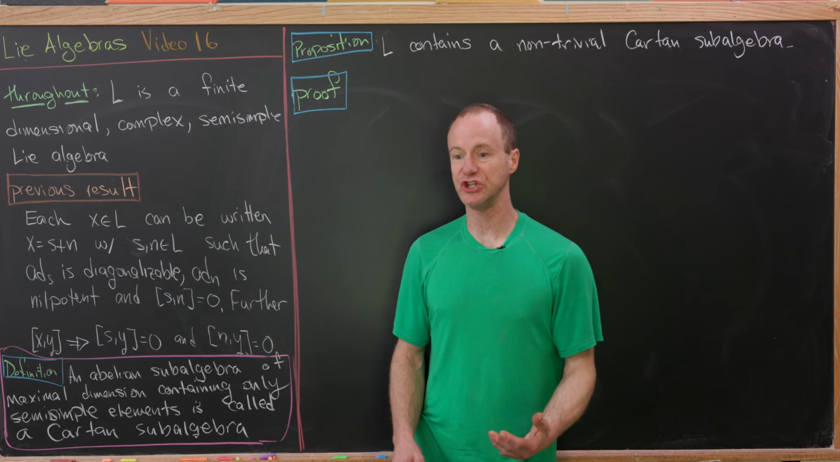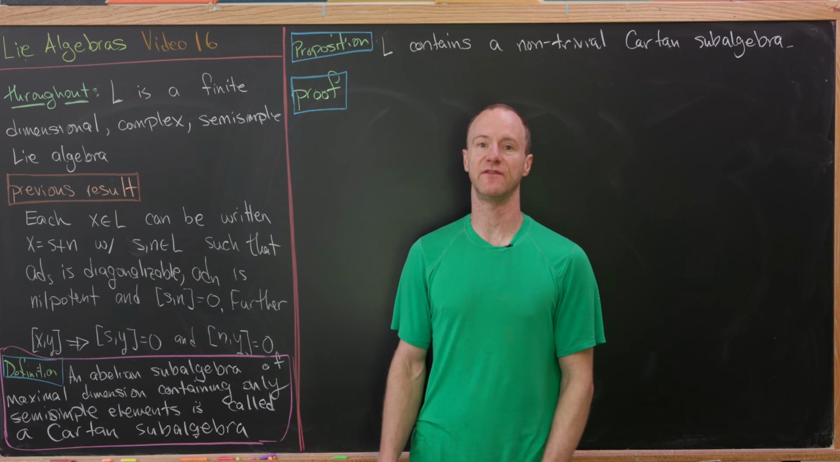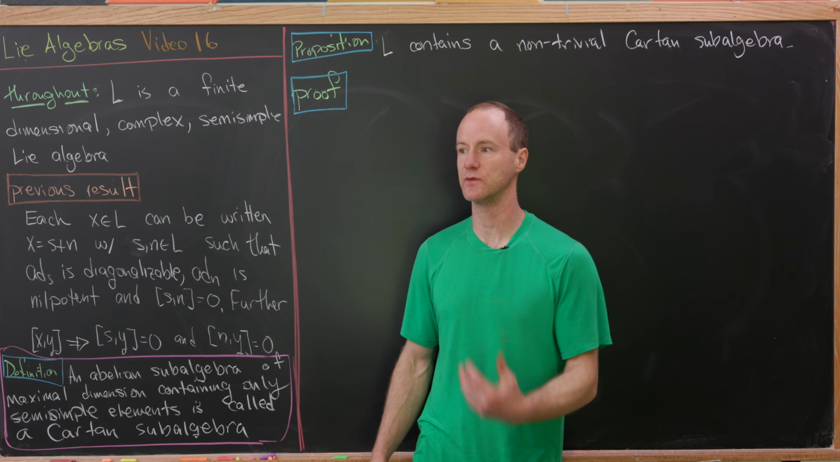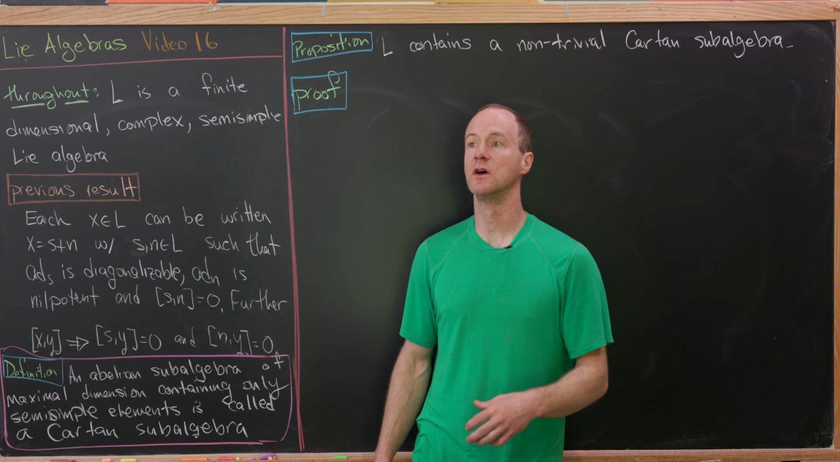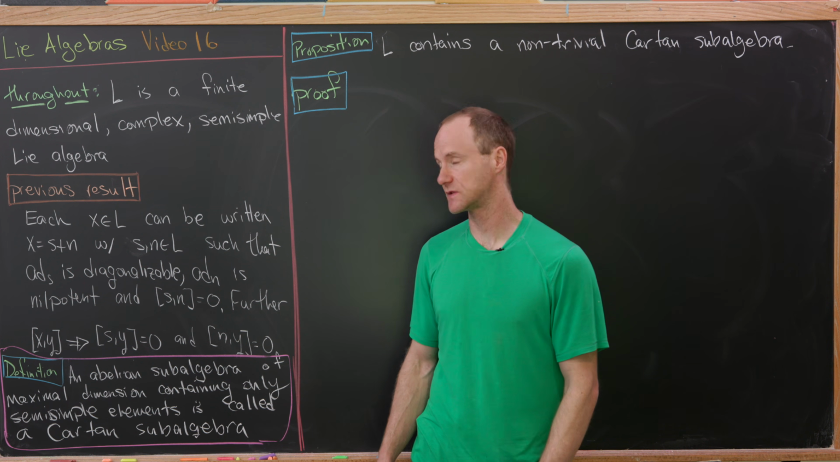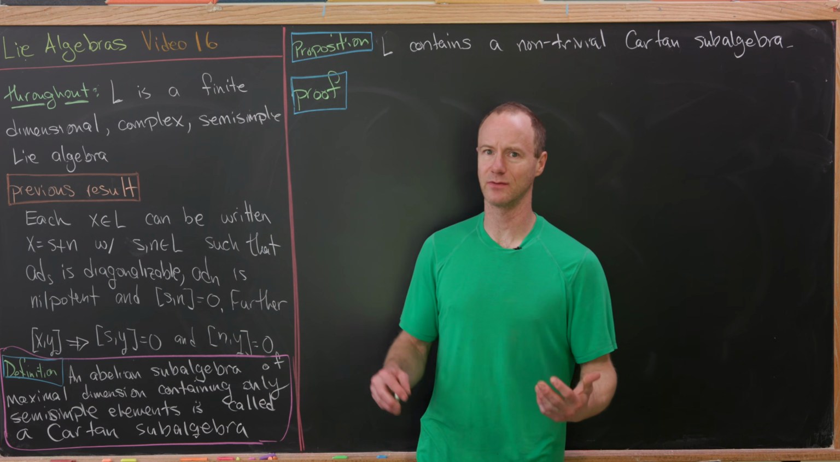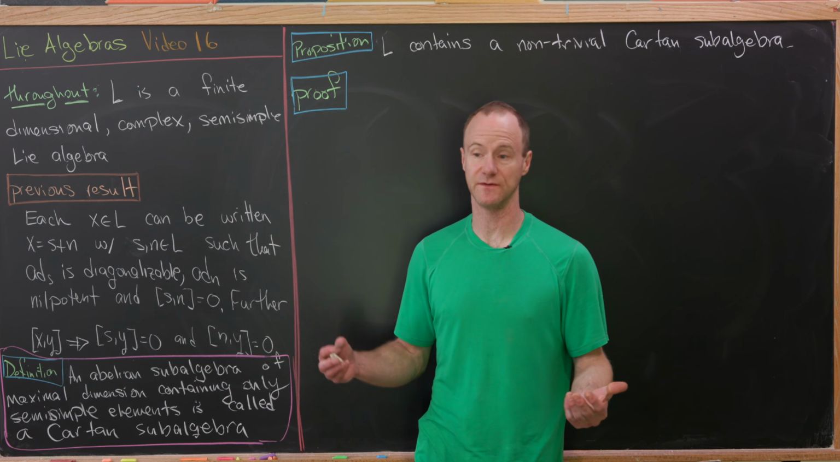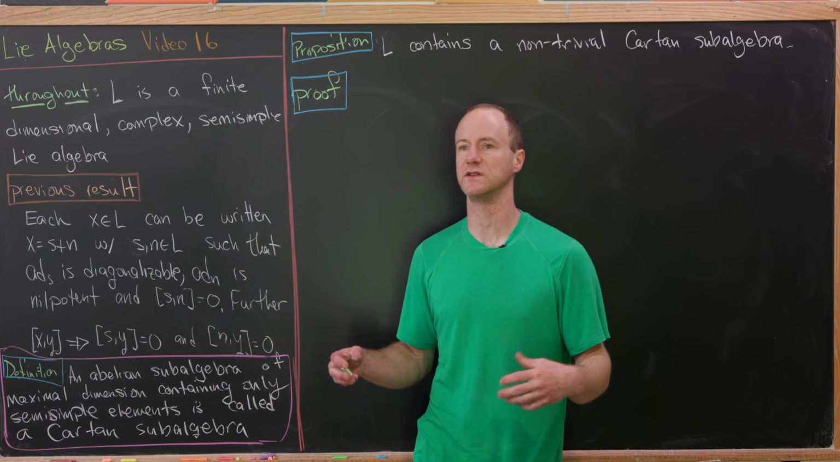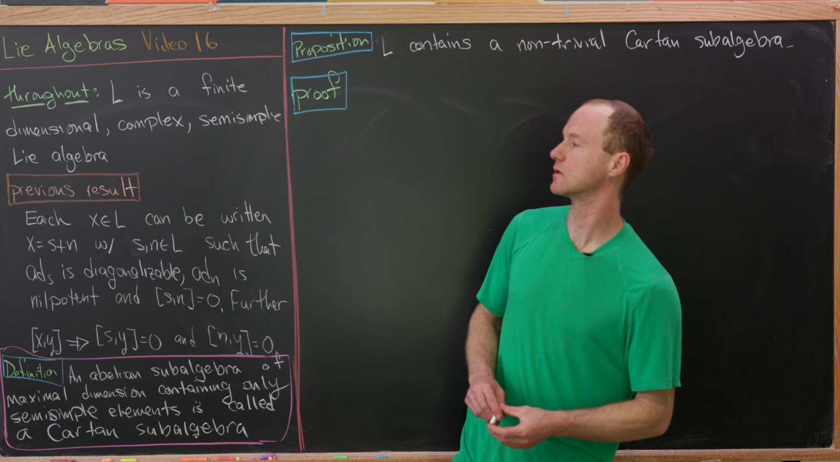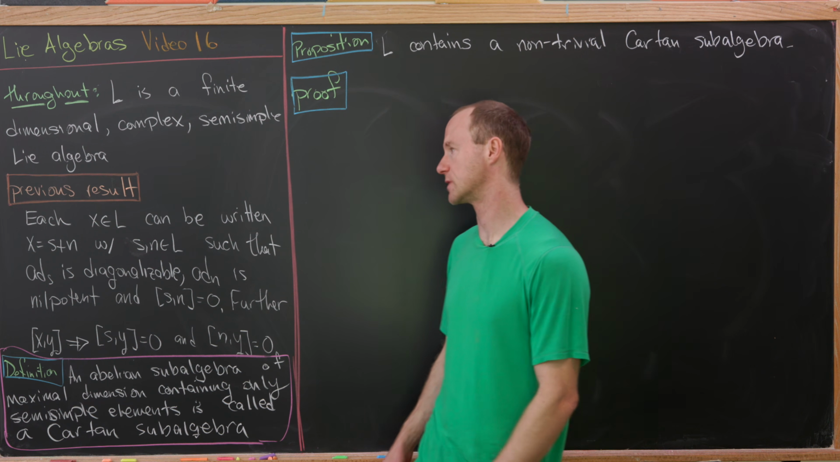But in order to do that, after our first definitions in the previous video, we need some technical results. And so this video is going to be for those technical results. I'd like to point out throughout this video, and probably some of the ones following this video, L will be a finite dimensional complex semi-simple Lie algebra.